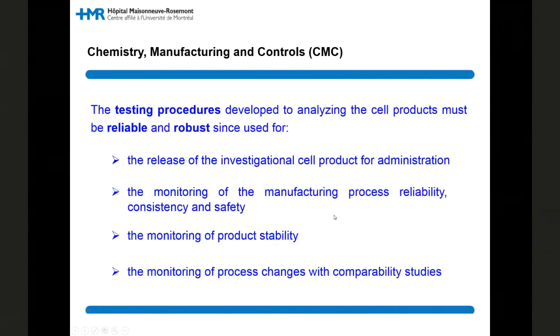And finally, in the testing procedure, you need to be confident that these cells are reliable and that they are robust. These are the criteria that you will use to say, yes, I'm giving this to the patient. So if it's a personalized therapy, you'll have to fill out release criteria for every individual sample. You're going to be monitoring your manufacturing process, the stability, and incorporate process changes and inform Health Canada if you change anything while you're doing your trial.